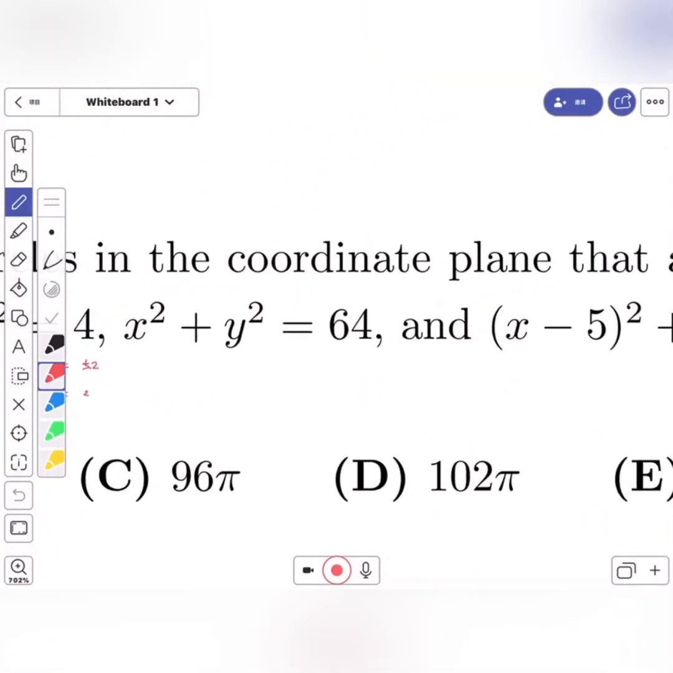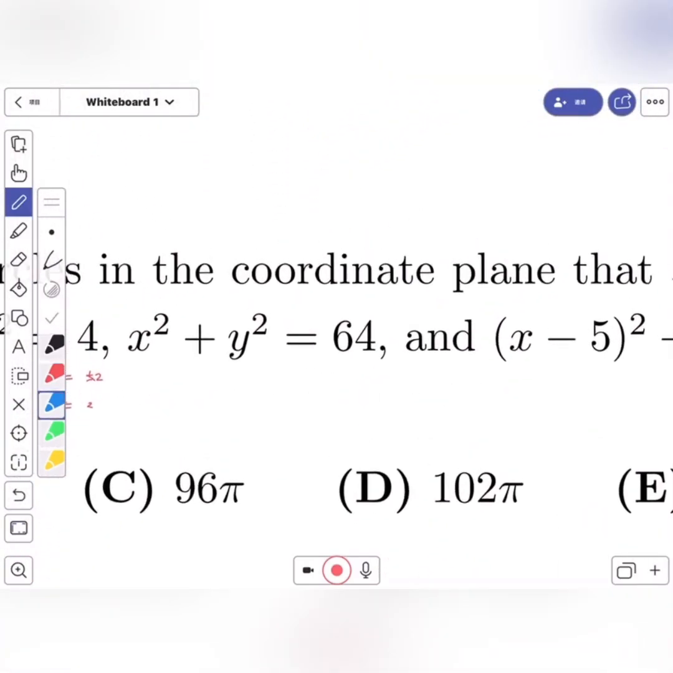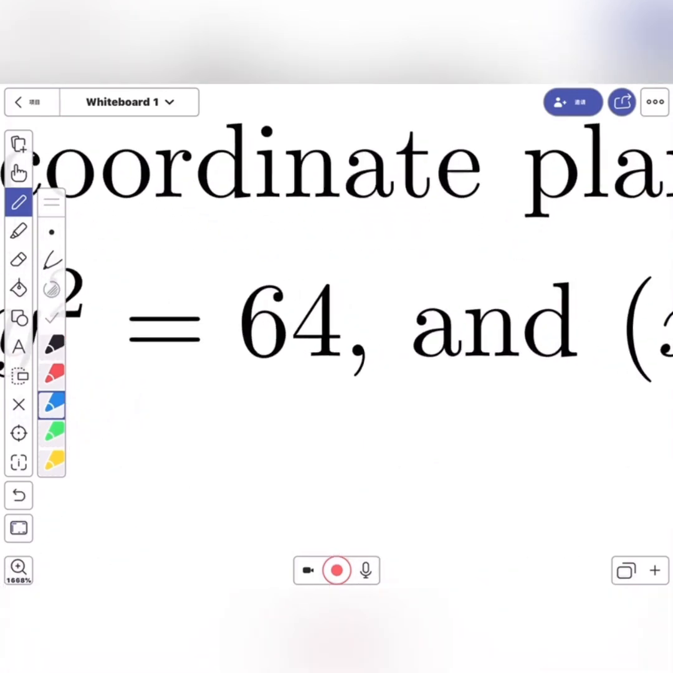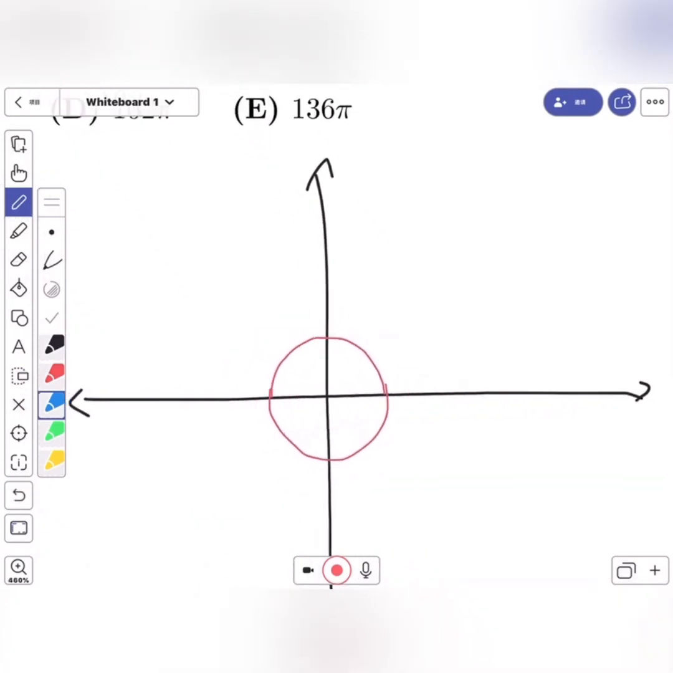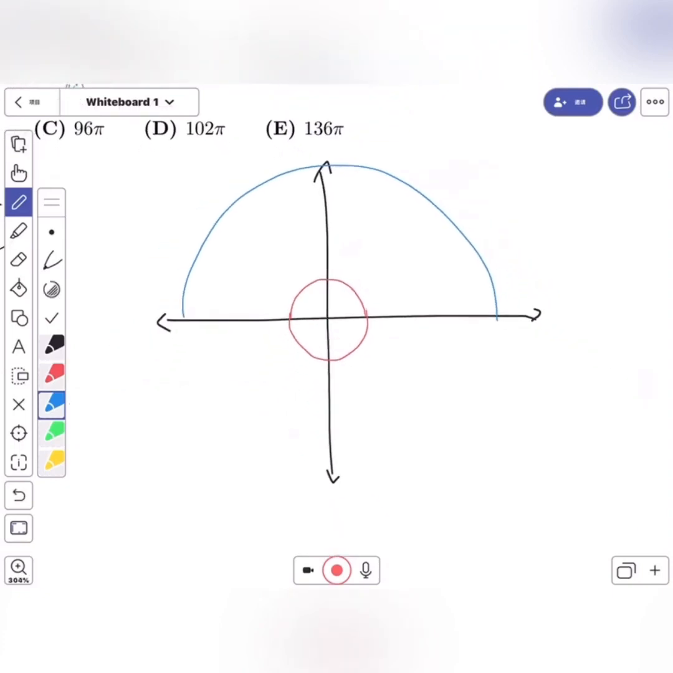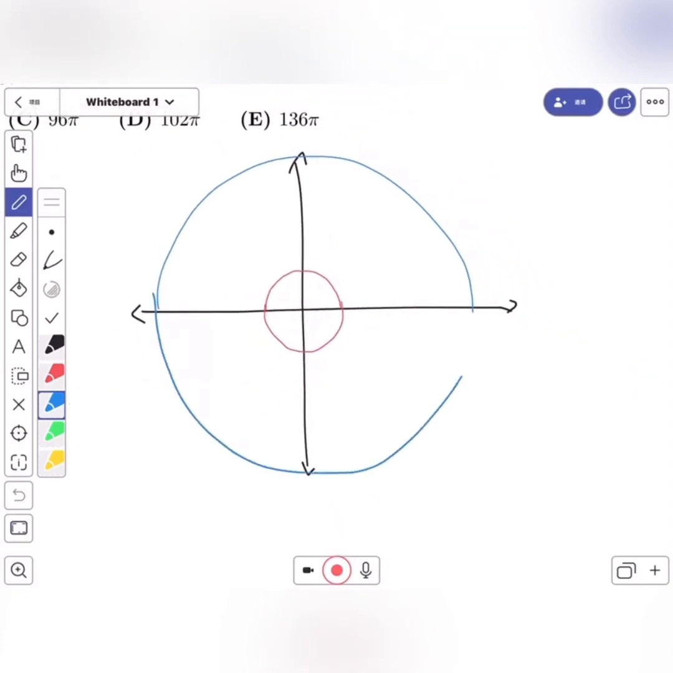What about this one? Well, we still have 0, 0, and the square root of 64 gives us 8. So this one will have a radius of 8, and I'll draw it larger. I cannot draw a circle today.